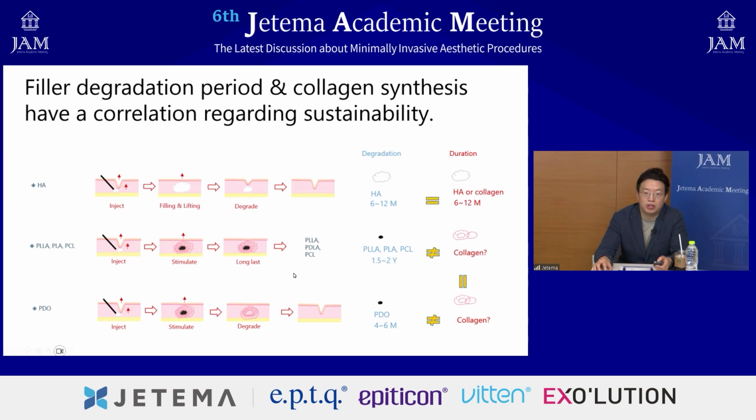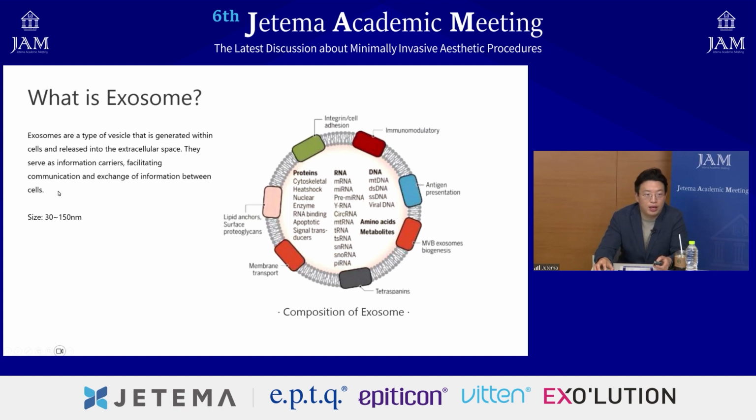So today's key topic is exosome. What is exosome? Exosome is a type of vesicle that is produced within a cell but released into the extracellular space. If you look at the figure, you see there are many proteins, RNAs and DNAs, amino acids and metabolites. They serve very beneficial functions, and we expect these ingredients will do a good function in the skin.